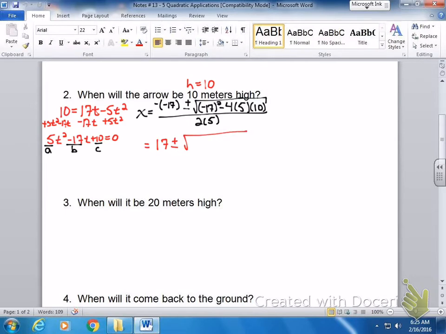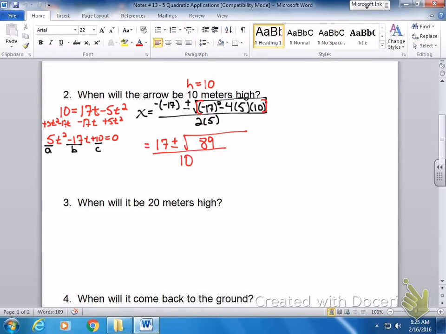Now you need to take a second and put everything inside the square root into your calculator, exactly how it's written. Parenthesis, negative 17 closed parentheses squared, minus 4 times in parentheses 5 times in parentheses 10. If you do all that correctly, you should get the square root of 89. And all that's divided by 2 times 5, which is 10.